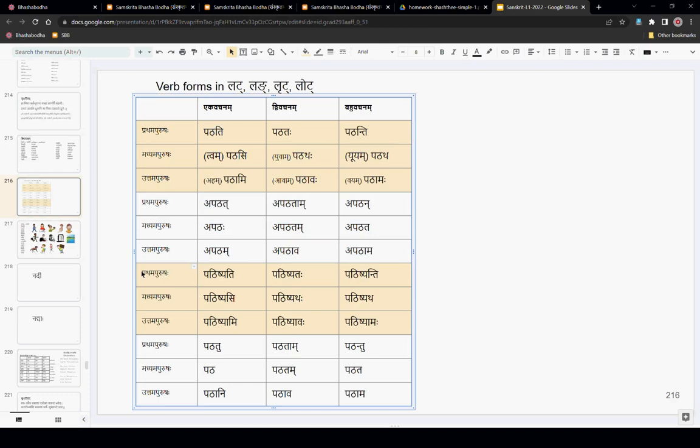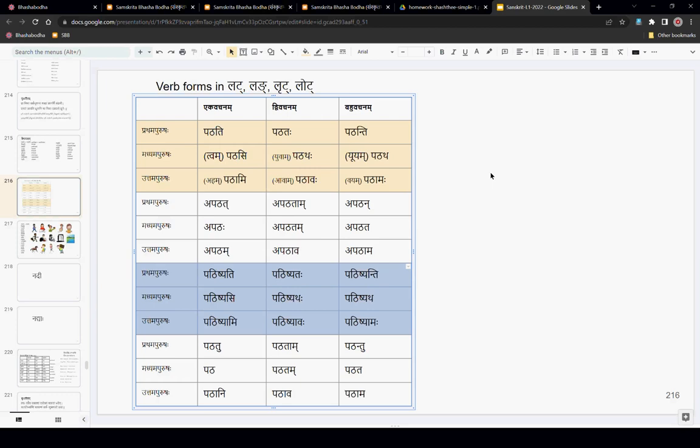Same thing, same verb root, but in its bhavishyat kala form has this form. Patishyati, patishyataha, patishyanti, patishyasi, patishyataha, patishyatha, patishyami, patishyavaha, patishyamaha. So these are the basic 3 kalas that generally a kriya happens.